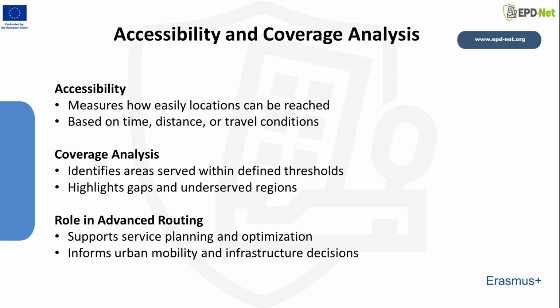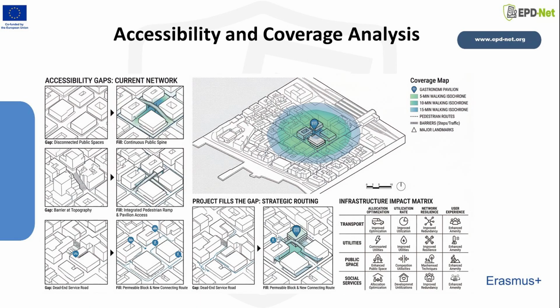This type of analysis helps reveal gaps in service coverage and highlights regions that may be underserved or difficult to reach. In advanced routing, accessibility and coverage analysis play an important role in service planning and optimization. These analyses support informed decisions in urban mobility, infrastructure development, and resource allocation by providing a clear understanding of how routing performance affects spatial access.